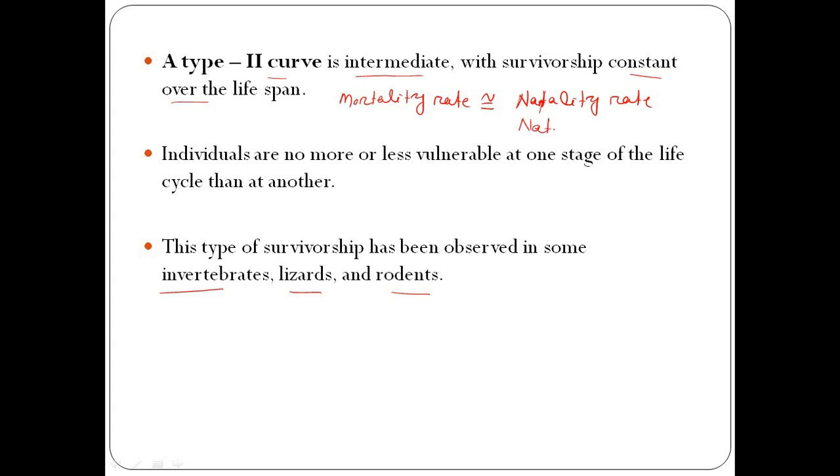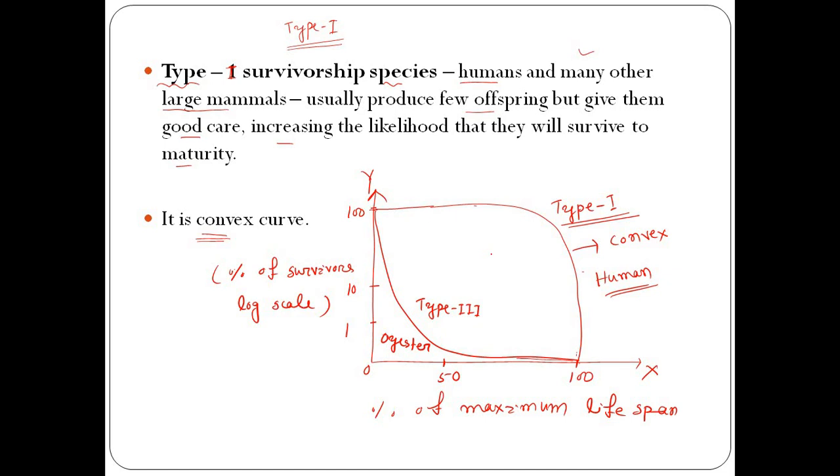Here I'm writing it again. This is the linear one instead of convex or concave, and this is the concave one. Now come to the type 2. Type 2 is the linear curve, and a good example is squirrel.